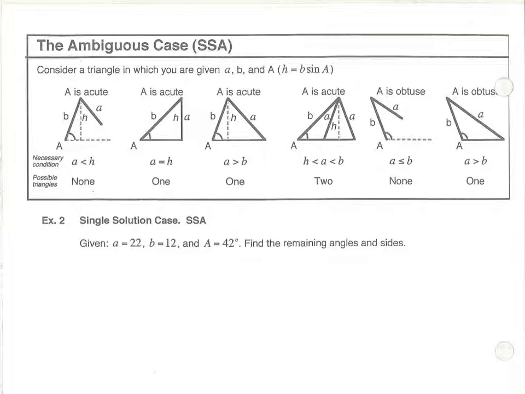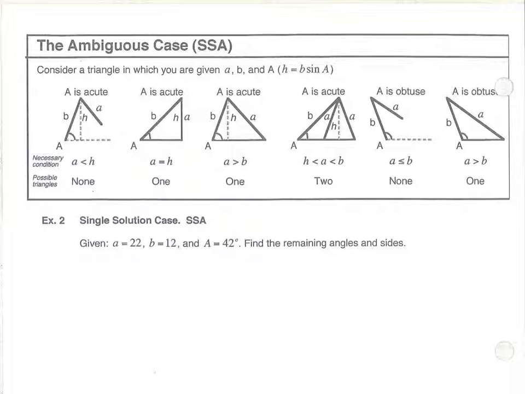Okay, so we're going to look at the ambiguous case for law of sines. And just to recap what we did yesterday, law of sines can only be used if you have an angle and the side opposite the angle. If you don't have an angle and the side opposite the angle, we're going to be using law of cosines, which we'll do tomorrow.